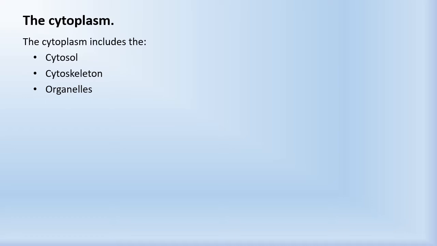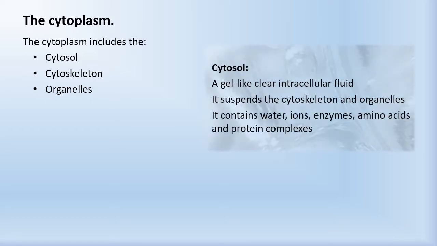The cytoplasm includes the cytosol, the cytoskeleton, and the organelles. The cytosol is a clear gel-like liquid inside the cell, intracellular fluid. Note that intracellular means within the cell. Intercellular is between cells, like the interstitial between cell fluid. Extracellular is outside the cells. So this fluid is intracellular, within the cell. It suspends the cytoskeleton and the organelles. And it contains water, ions like K+, Cl-, enzymes, amino acids, and more complex collections of amino acids, protein complexes.